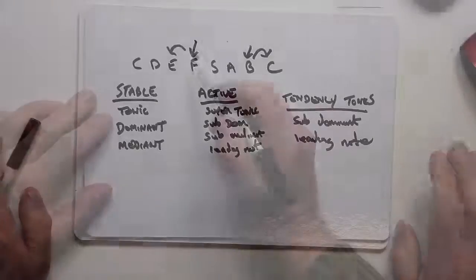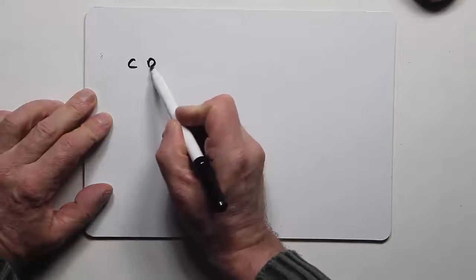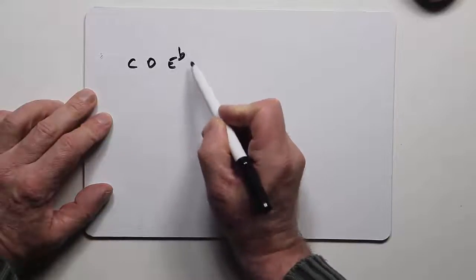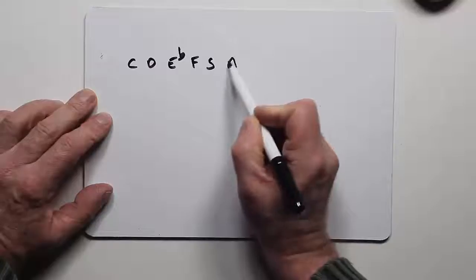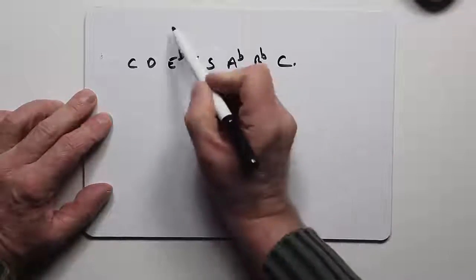So move on. So in natural minor scale, which would be C, D, E flat, F, G, A flat, B flat, C. Right, that's a natural minor.